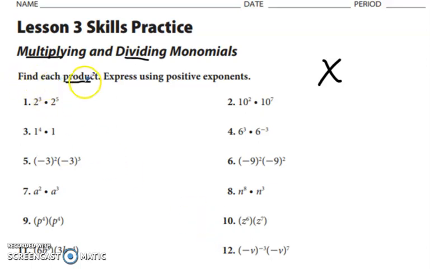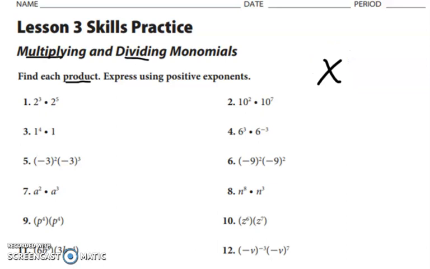Anyway, so when it says find the product, that of course means that you're multiplying two monomials together, or it could be even three monomials together. But do you remember the neat thing about this? When you had two that had the like bases, what did you do? You added the exponent. Okay, so multiplying means you add the exponent. I kind of like that visual. Anyway, so here we go.